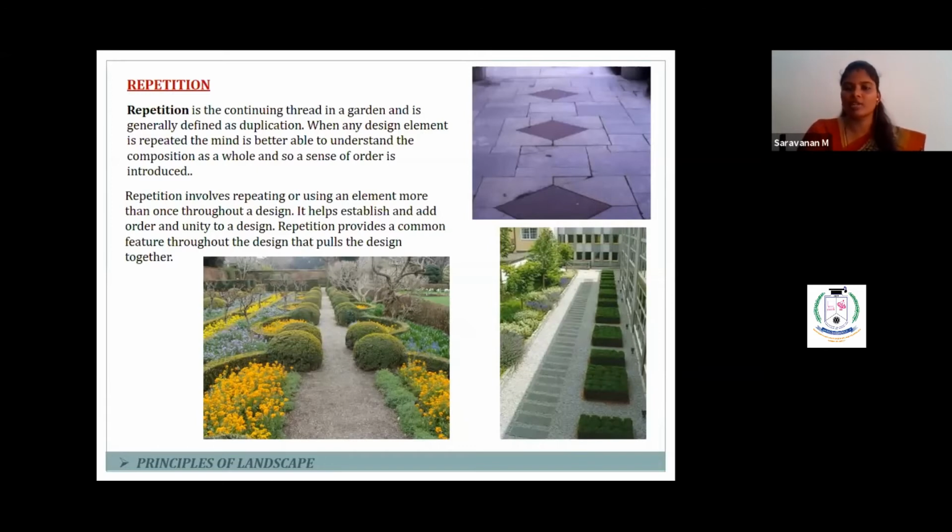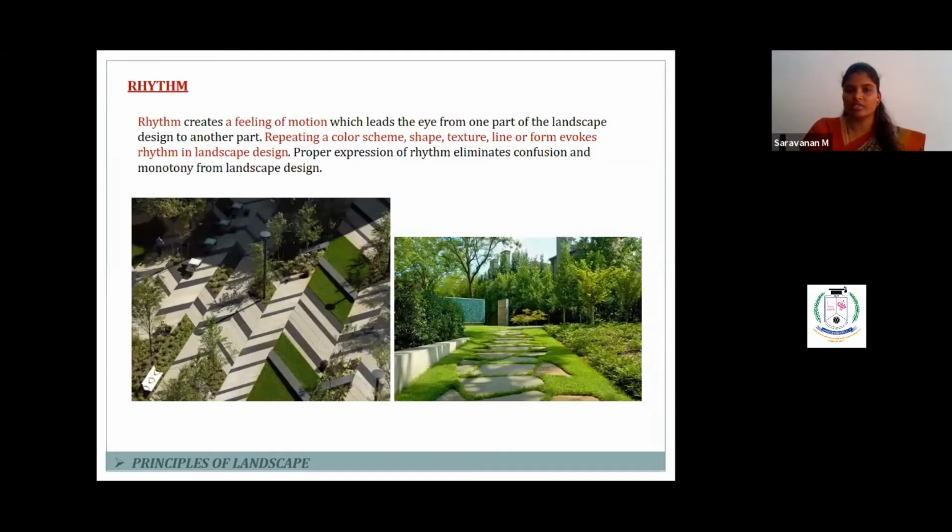So when you see the image, you could understand how the tiles or the vegetation or landscape has been repeated, the stones which are being placed. So repetition is the one which is given in your sketches, you can see it. And what is called rhythm? Rhythm creates a feeling of motion. It can be of repeating your color scheme, texture, shape, line, or forms, whatever we play with in our landscape design.